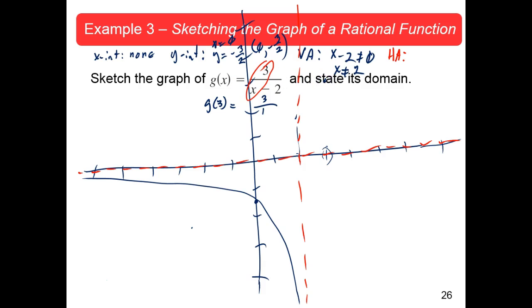Right there you are. Guess what? I know where it's going now. It's going up this way and going down that way. There's your graph.